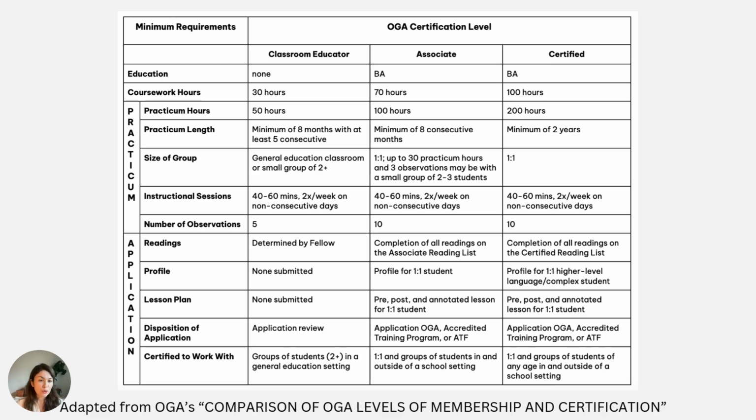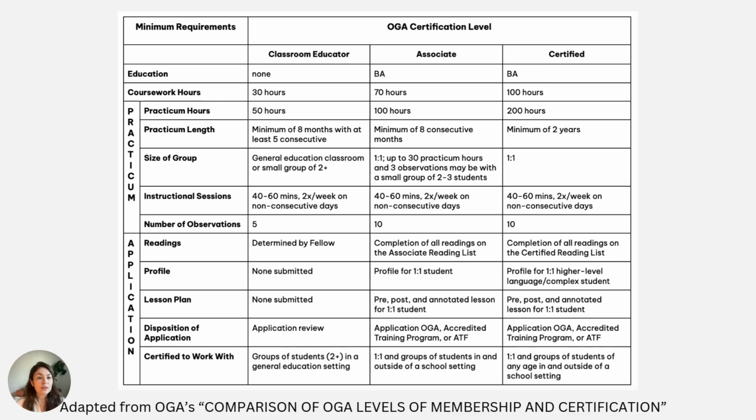The size of the group that you work with at the classroom educator level, again, it's typically either your full gen ed classroom or it could be a small group. The small group needs to be at least 2 students. So this is not meant for people to be able to work one-on-one with students at this level of classroom educator training. That's really for the associate level and beyond.